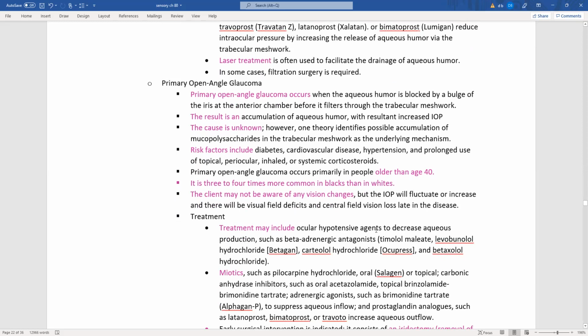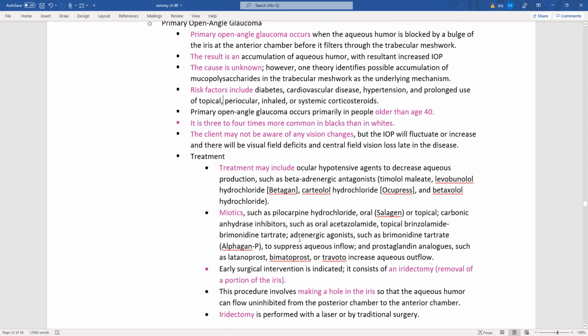Treatment is going to include hypotensive agents to decrease aqueous production, such as beta adrenergic antagonists. Okay, these are the "lols." You see a beta, think of metoprolol. I take that, but that's for my heart rate. So you have to watch out when you give somebody a beta adrenergic and they're already taking a beta adrenergic for the heart. Those are the "lols" because they can decrease the heart rate.